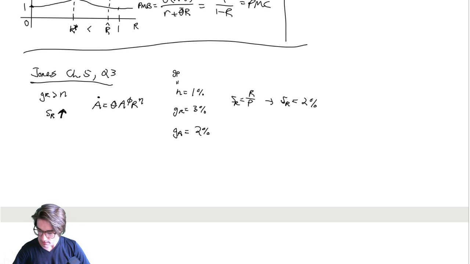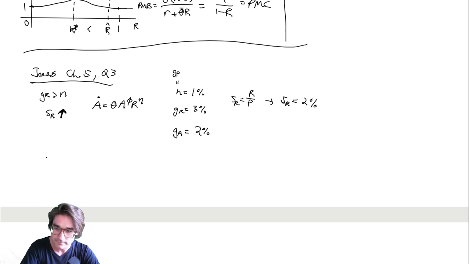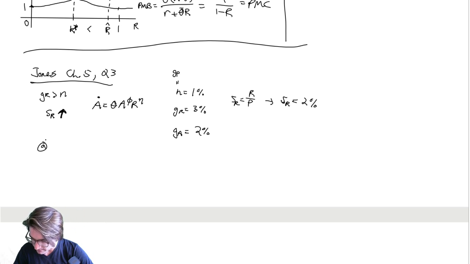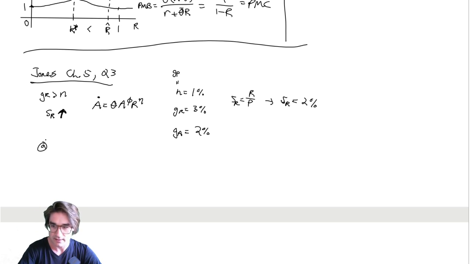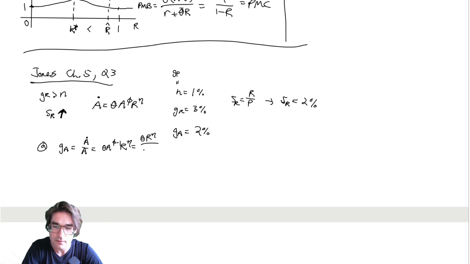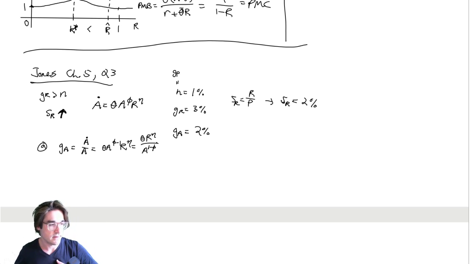So what does that portend? There's a couple questions here. Let's work through them. A. Running out of time here. Using equation 5.6, calculate an estimate of lambda over 1 minus phi. I assume equation 5.6 is GA equals A dot over A, which in general is going to be theta A to the phi minus 1 times R to the lambda, so the 1 minus phi.